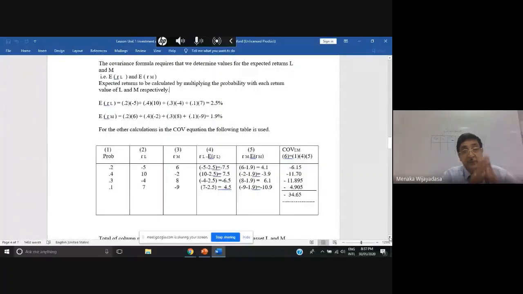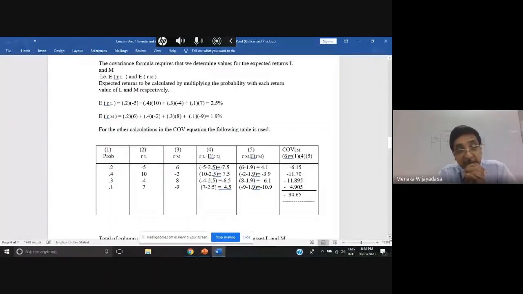Now, in the covariance calculation, you make sure that you always calculate the expected returns first. Because when you calculate the covariance, you deal with two asset returns. Two assets, always two assets. The returns of these two assets are given, and you need to calculate the expected rate of returns of both assets.